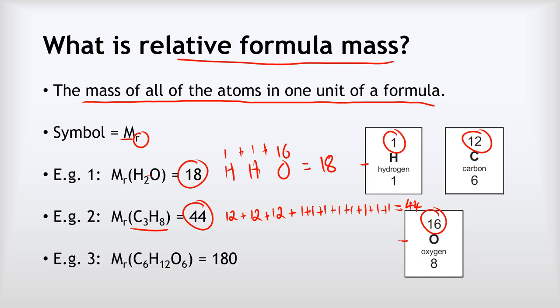And we can even do it for quite big molecules like this. This is glucose, the sugar involved in respiration. C6H12O6 is its formula. So if we add up six carbons with a mass of 12, 12 hydrogens with a mass of 1, and 6 oxygens with a mass of 16, it will come to a total of 180.